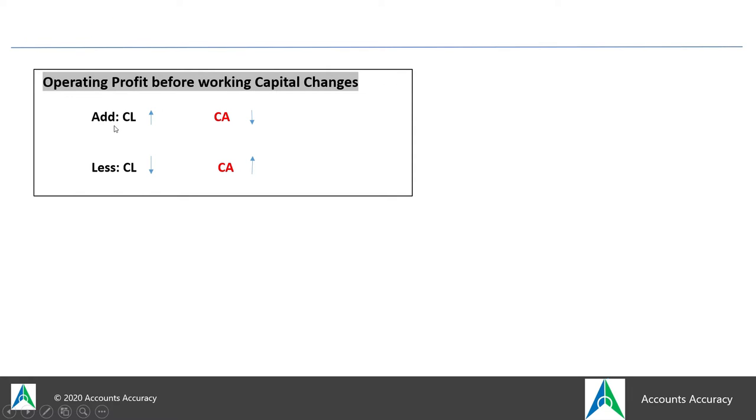Now, in that amount, you have to add all the increase in current liability and decrease in current asset. And you have to deduct the decrease in current liability and increase in current asset. Remember, there is a direct relationship with the current liability. Whenever the current liability will increase, you will add. And whenever the current liability decreases, you will deduct. And vice versa you do for the current asset. When current asset will decrease, you will add, and when current asset will increase, you will deduct.